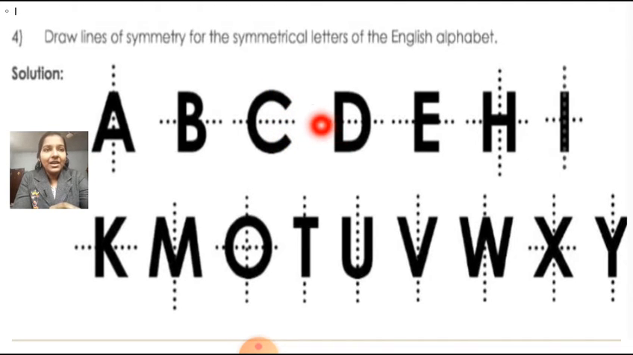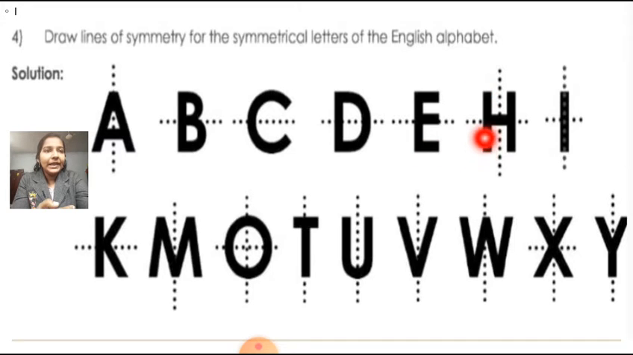Look, in D we can draw a horizontal line of symmetry and this one divides this D into D's top and bottom part same, right? Now in E we can draw a horizontal line of symmetry and now the top and bottom part are same.